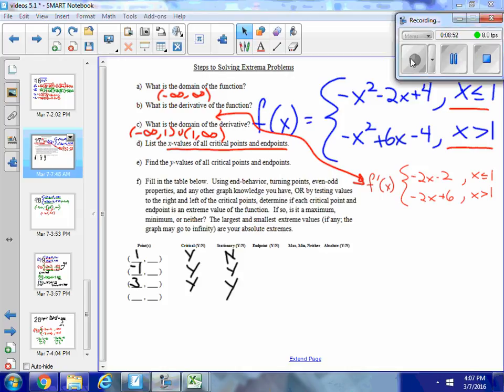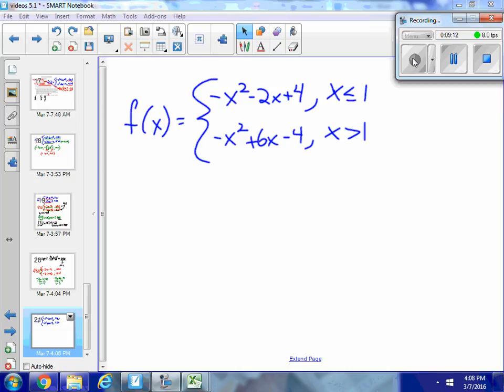Now, are any of these going to be endpoints? Well, no, none of them are going to be endpoints because the domain of my function is negative infinity to infinity. I don't have any endpoints. My function is going to go to infinity positive and to infinity negative. It's never going to end. So I'm back here to my function, and my points are 1, negative 1, and 3. Those are my critical points. And I need to find the y values of those points.